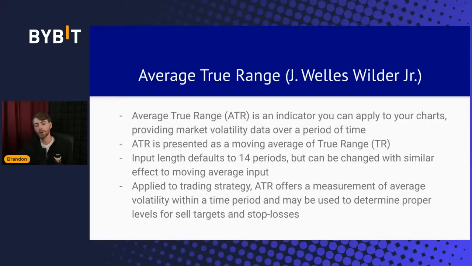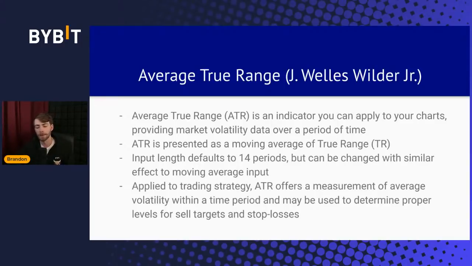So applied to trading strategy, the ATR, or average true range, as we now know, offers a measurement of average volatility within a period of time and may be used to determine proper levels for sell targets and stop losses. That's basically what I just said, but the application is that you can use that true range. You can use that average of maybe our last 2 weeks of magnitude or volatility. So just think about it as volatility for each day averaged for the past 2 weeks when our input is 14.